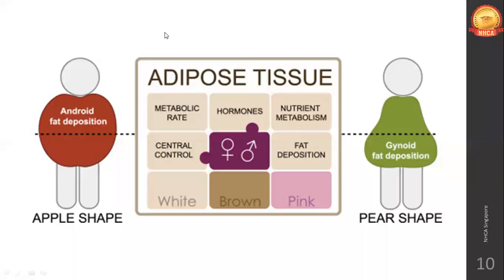White adipose tissue is usually for storing energy. Excess glucose is converted into fat, and all that will be converted into white adipose tissue. And what is the pink adipose tissue? What is the role of pink adipose tissue here?